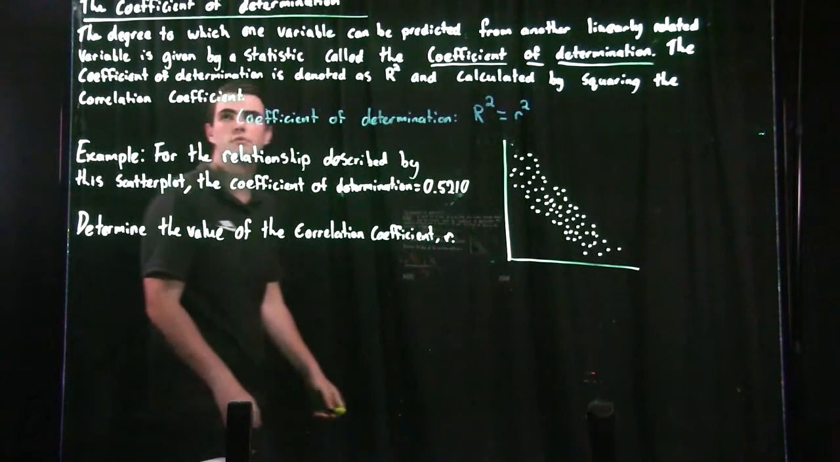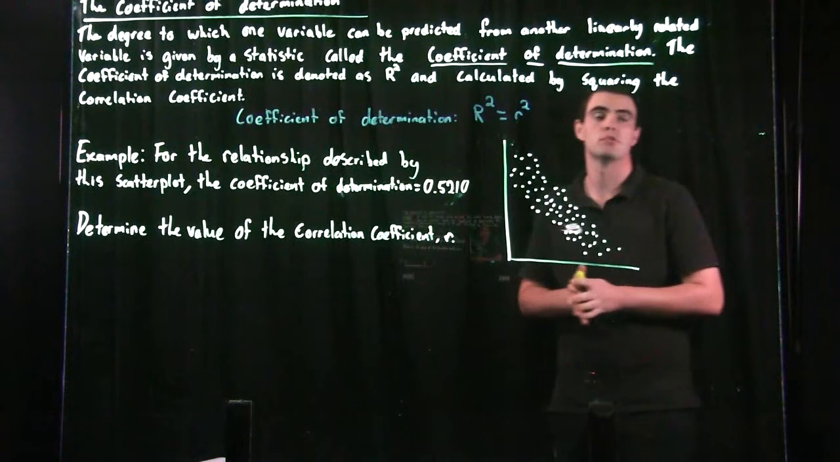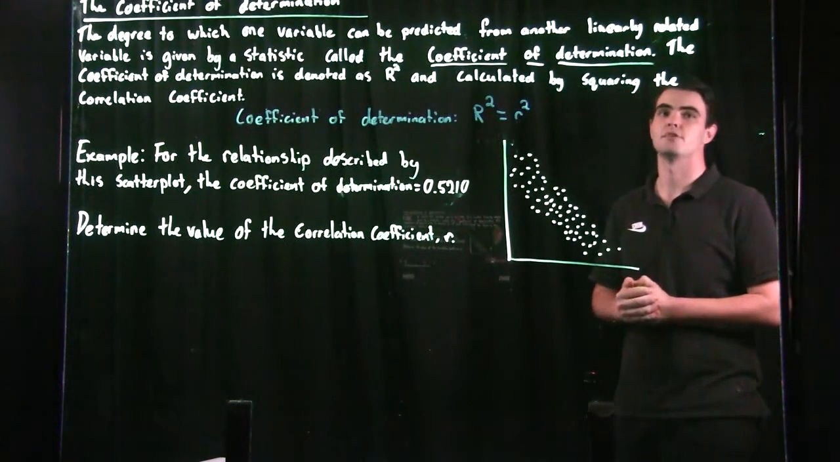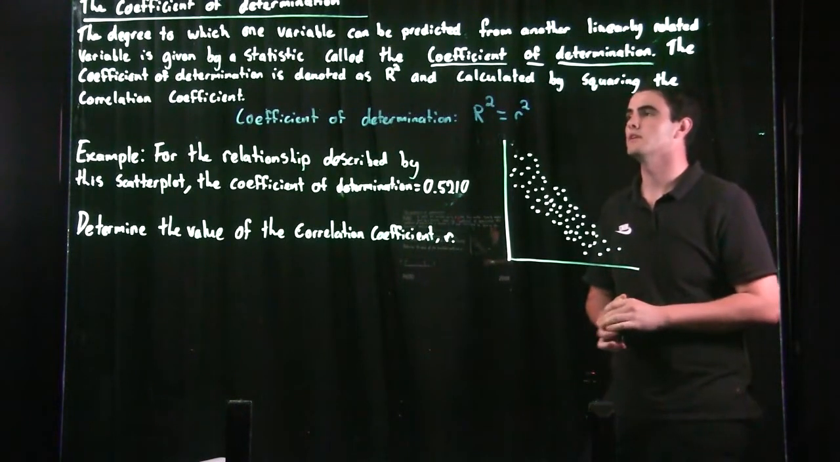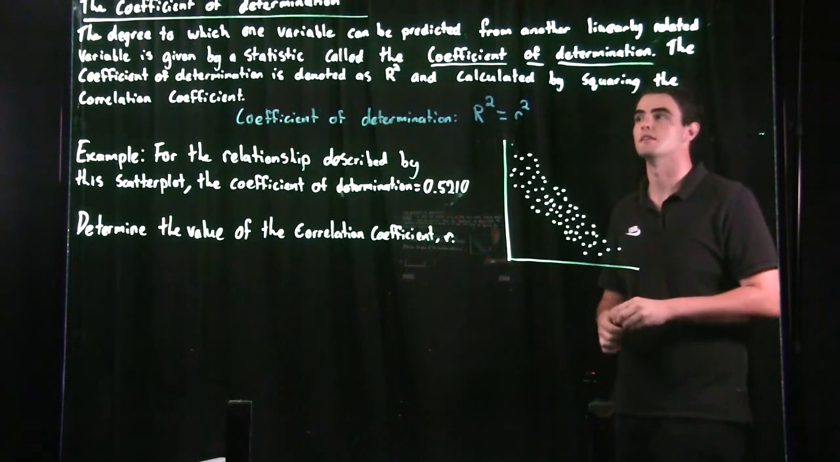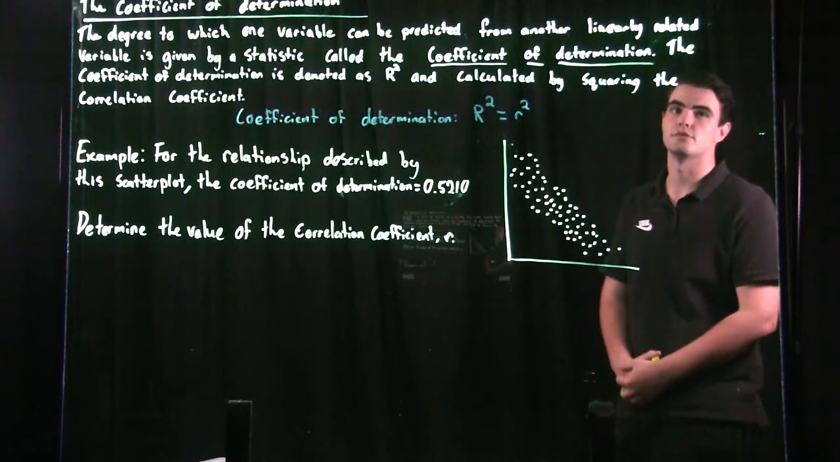Alright, so today we are going to be looking at the coefficient of determination. Similar to what we were doing before, it's just an extension of it. The coefficient of determination can help us predict what's going to come. It is the degree to which one variable can be predicted from another linearly related variable, given by a statistic called the coefficient of determination.